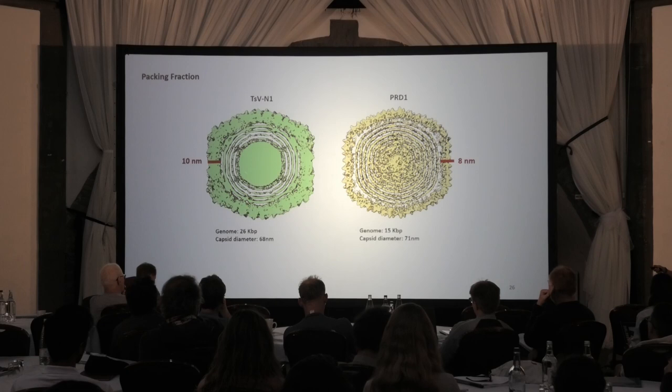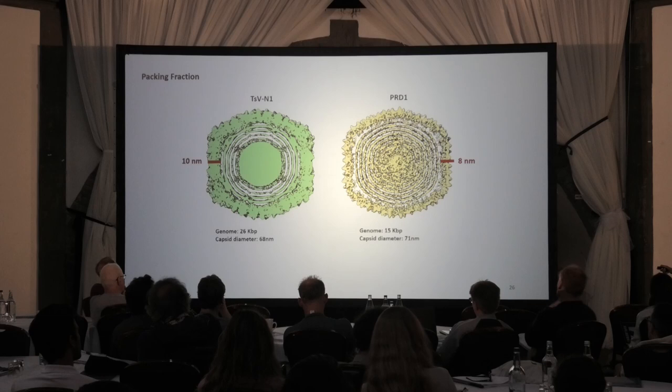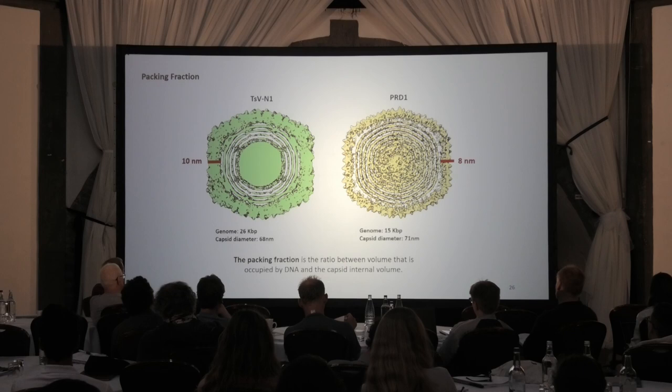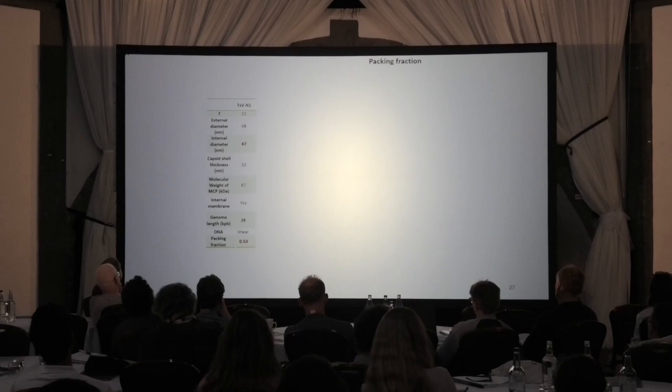One way to compare this quantitatively is by calculating the packing fraction. The packing fraction is the ratio between the volume that is occupied by the DNA and the capsid internal volume. We calculated this number for this virus, and it is 0.53.